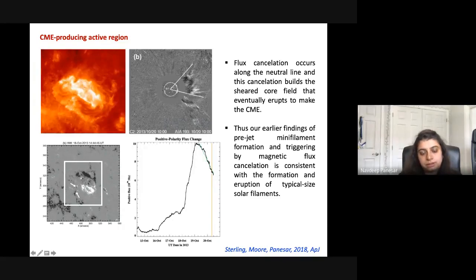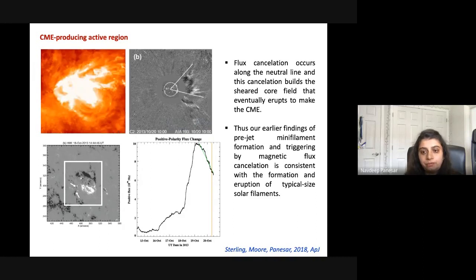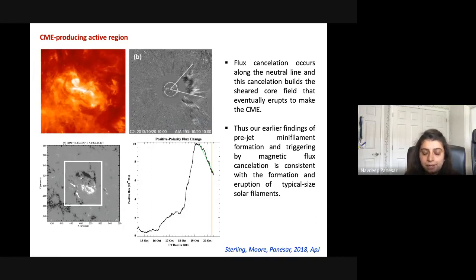This plot shows first emergence and then cancellation. So our earlier findings of pre-jet mini filament formation and triggering by magnetic flux cancellation is consistent with the formation and triggering mechanism of CME producing solar filaments.